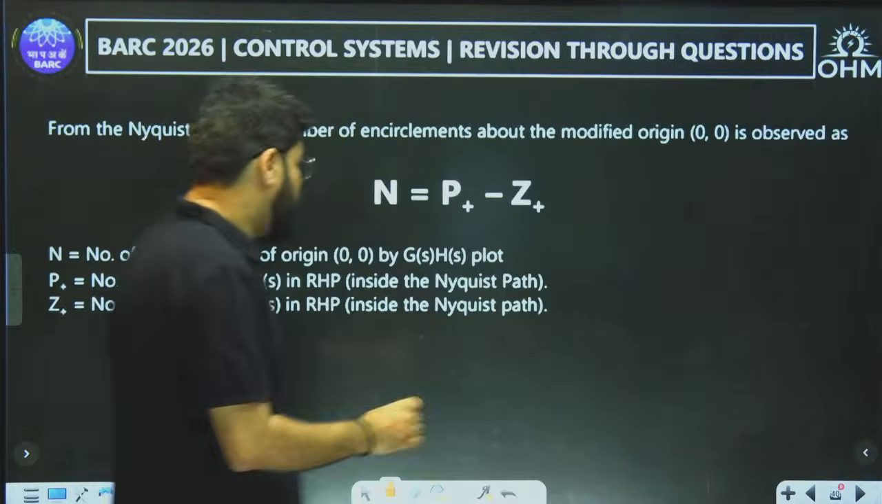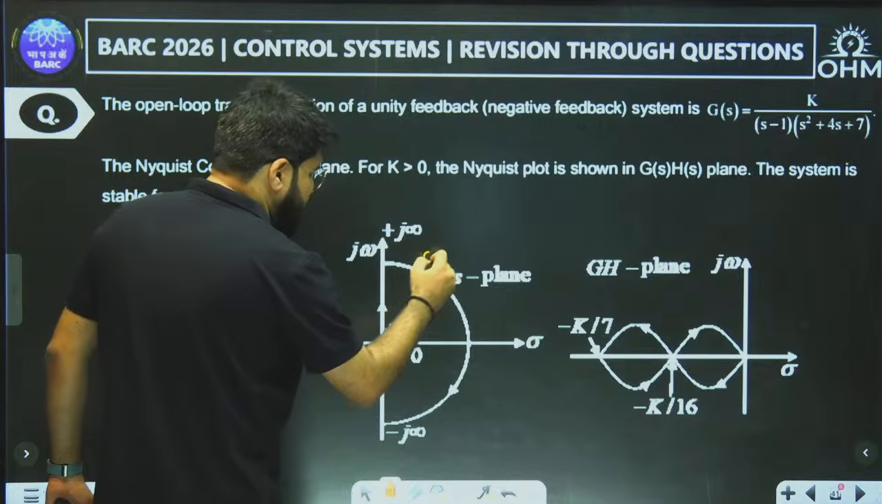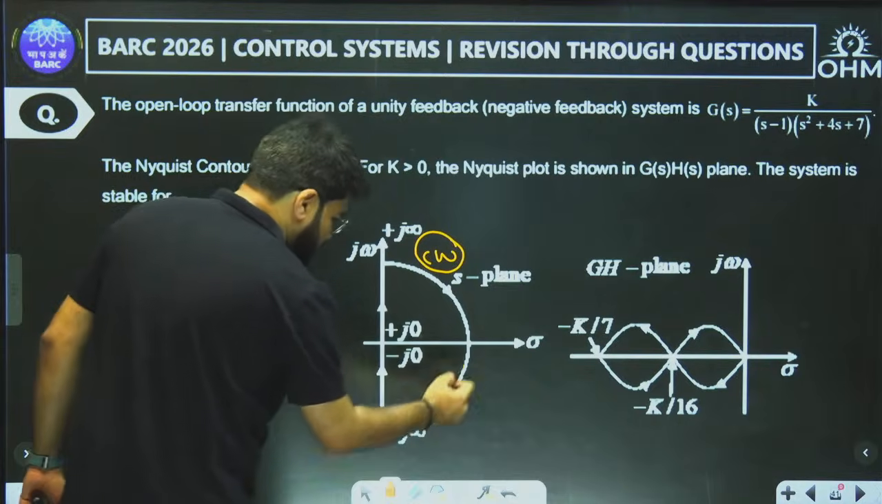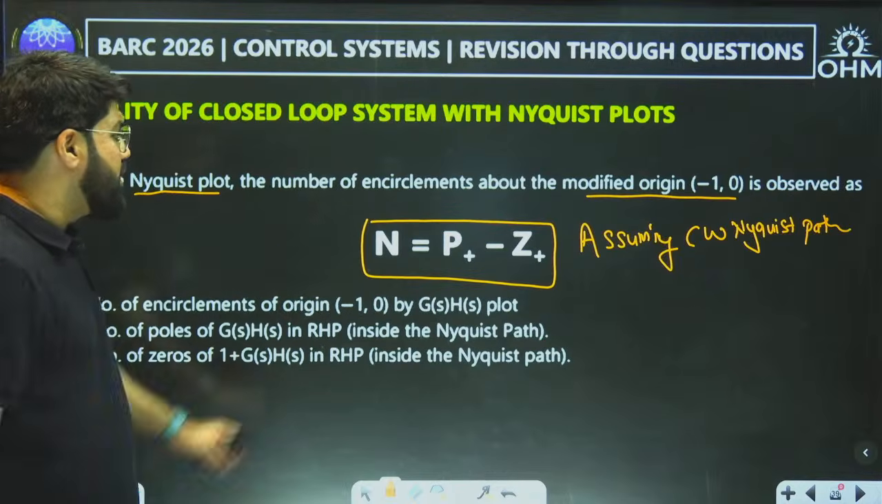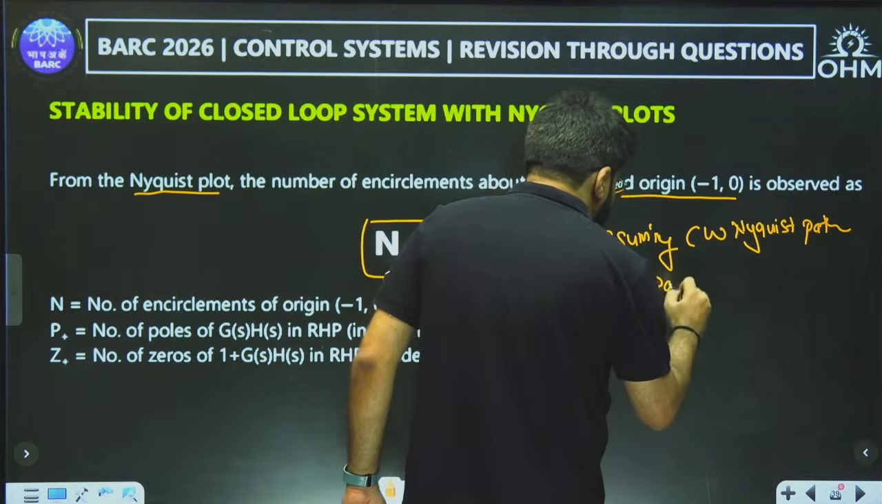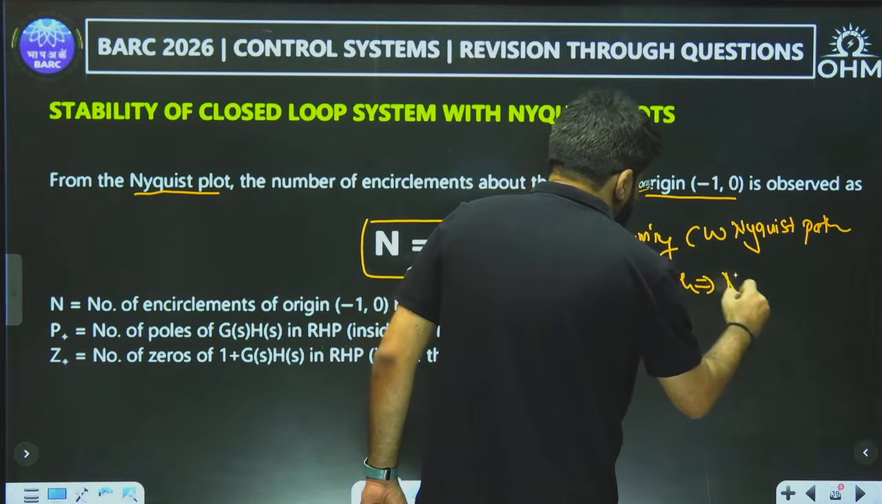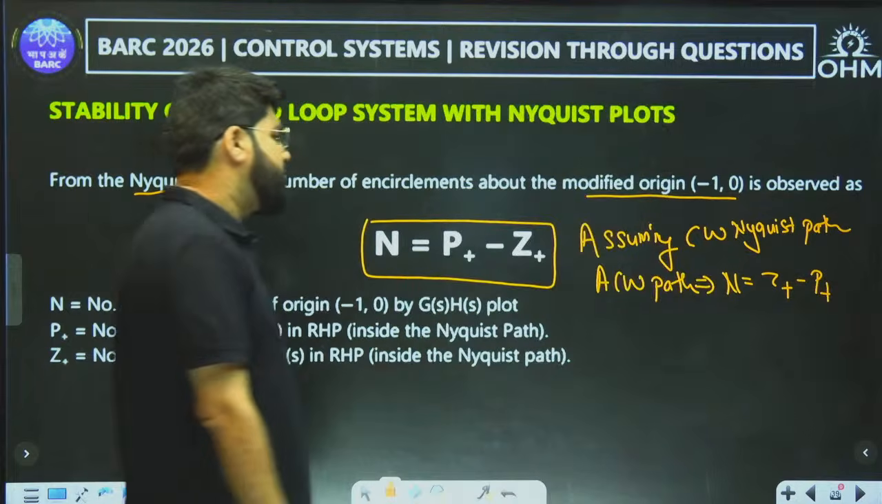Like if I go back to the question, see the Nyquist path, which has been given in the clockwise sense. See the rotation. So assuming a clockwise Nyquist contour, N equal to P minus Z. If it is by chance an anti-clockwise path, you will reverse the formula to Z minus P.